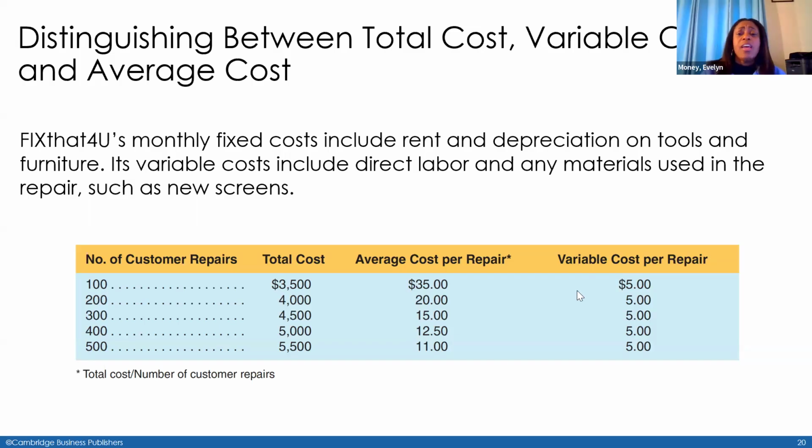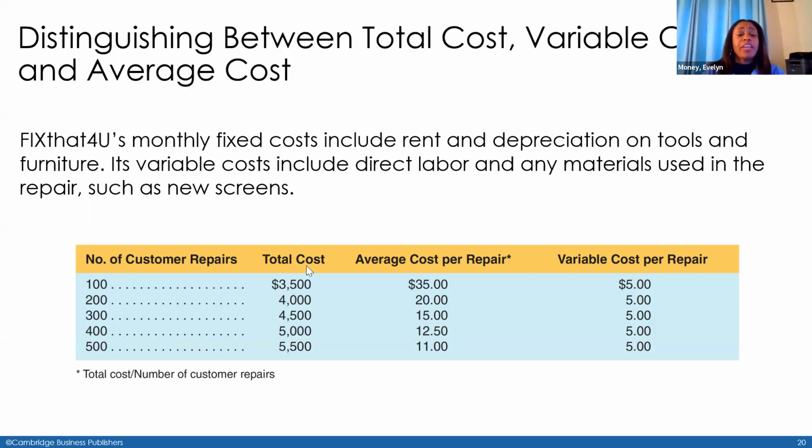So notice that for a variable cost in total, yes, it changes with the level of activity, but per unit, it remains the same. So on this table here, we have the number of customer repairs. And here's what I want you to focus on. See how the number of customer repairs increase. The variable cost per repair still remains the same.